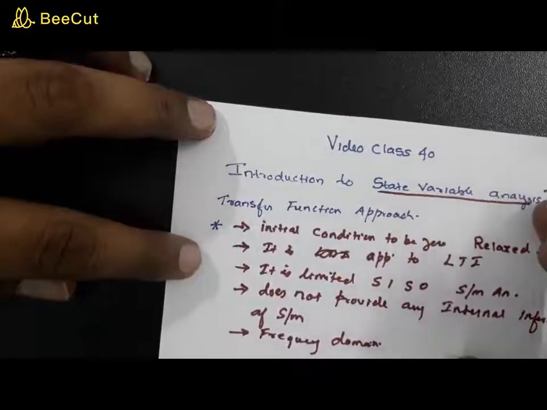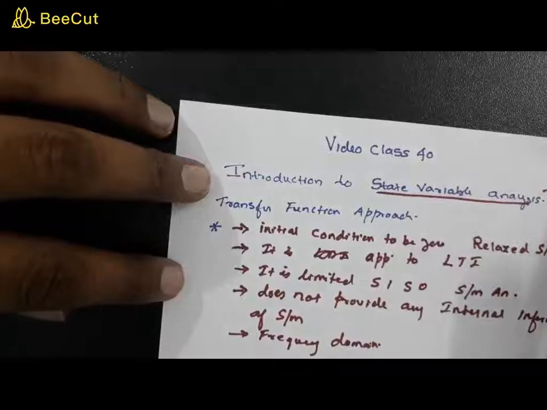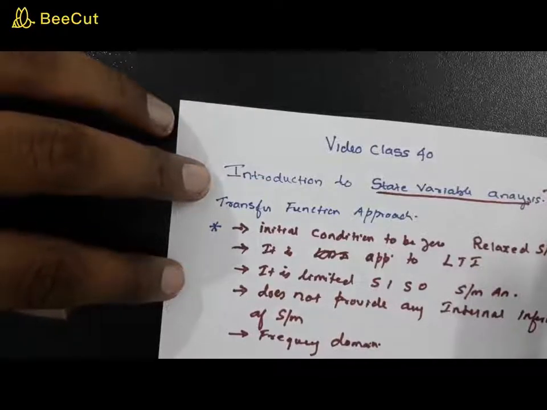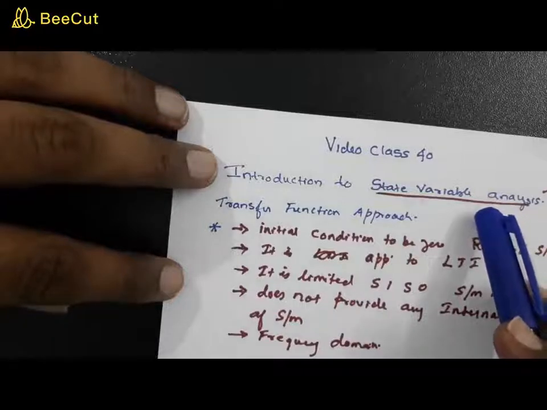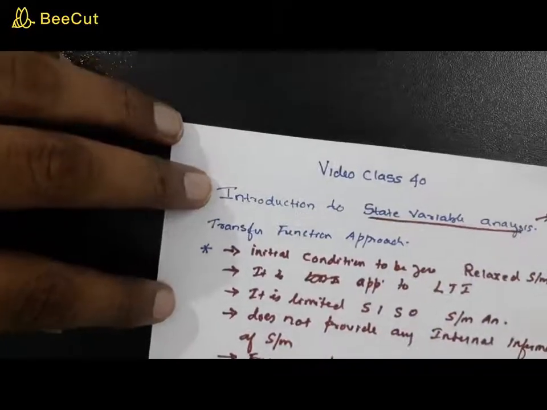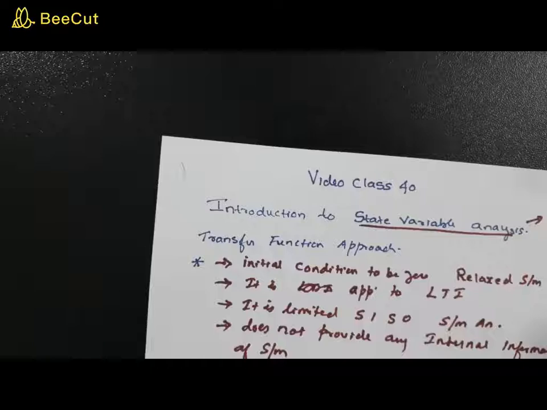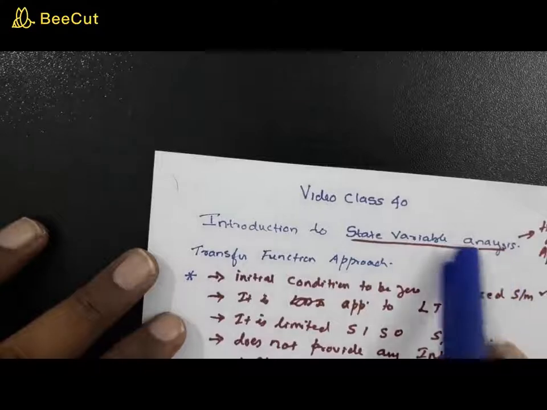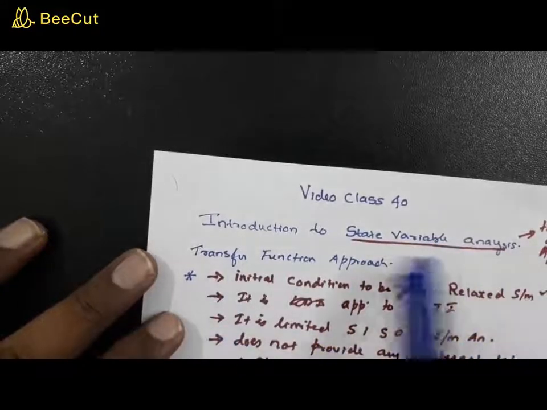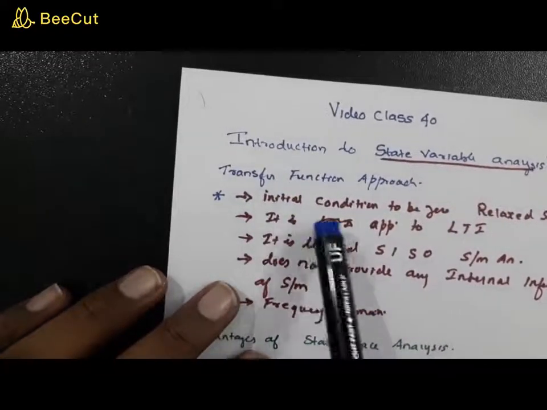Now from this video onwards, we are going to deal with modules 5 and 6, and this is module 5. Module 5 is all about the state variable analysis, which is another type of analysis apart from the transfer function analysis. Now you might be wondering, why do we need another method if we have a transfer function approach? To know that, you should have an idea about the drawbacks of the transfer function approach. Let's see the drawbacks of the transfer function approach.